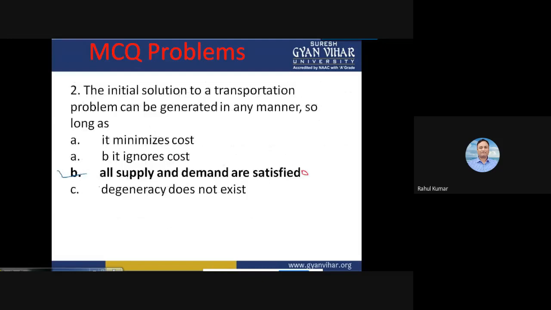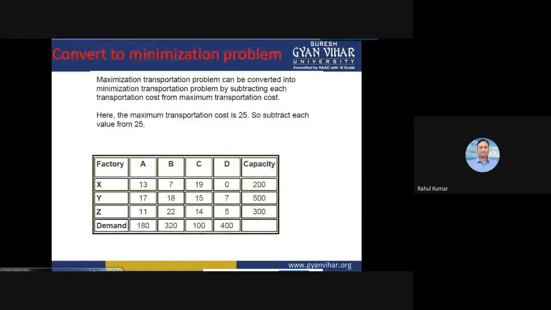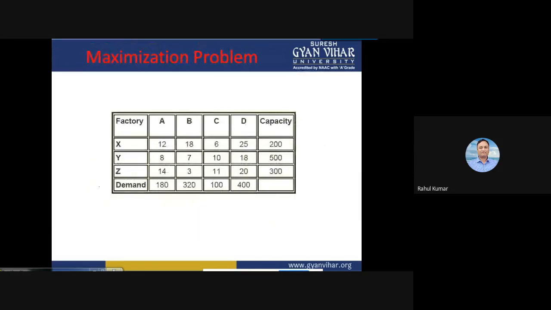So in the next upcoming lecture, I will set some problems to convert to the minimization problem, right? Or the degeneracy problem also, right?